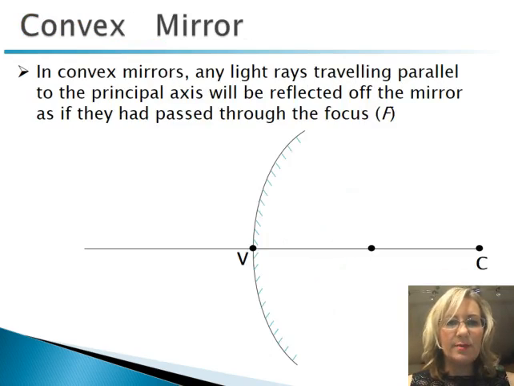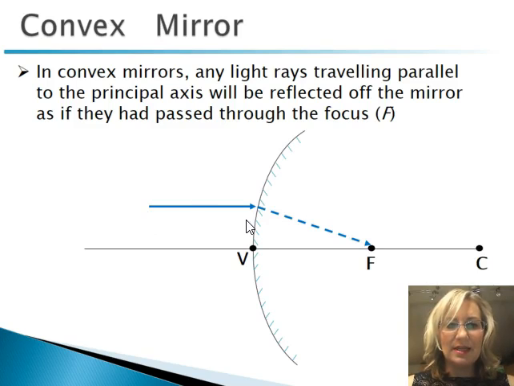If we look at convex mirrors though, remember light rays in these cases that travel parallel to the principal axis will be reflected off the mirror as if they pass through the focus. And that's because with a convex mirror, the center of curvature and the focus are both located behind the mirror. So what does that statement actually mean? Well, here's our light ray coming in parallel to the principal axis, and we can see that it's going to try to go through the focus, but again, that's behind the mirror. So again, we have our dashed lines. So it really will be reflected off in this direction.